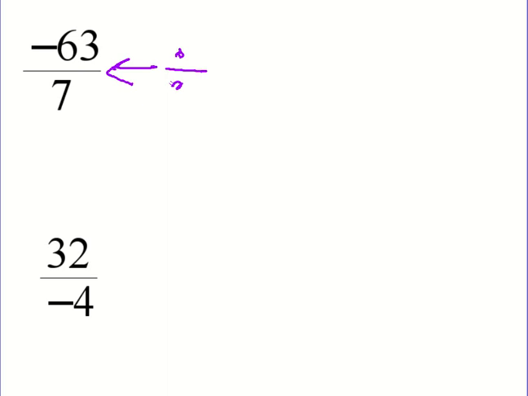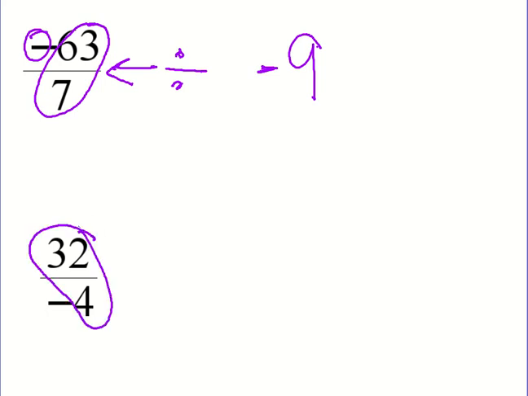Okay, so we would do 63 divided by 7. That gets me 9, but I have one negative, so they're different signs, so that's why it's -9. Next, 32 divided by -4, that gets me 8, but I've got this one negative, they're different signs, so it is -8.